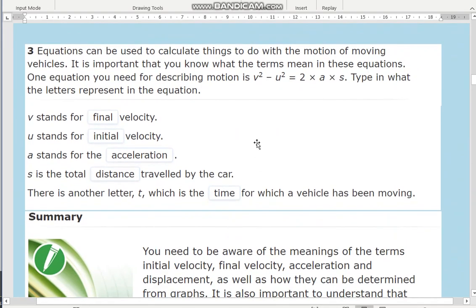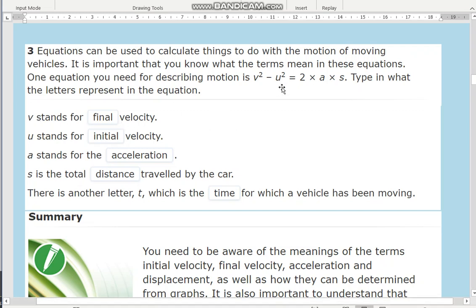Equations can be used to calculate things to do with the motion of moving vehicles. It is important that you know what the terms mean in these equations. One equation you need for describing motion is v squared minus u squared equals 2 times a times s. Type in what the letters represent in the equation.